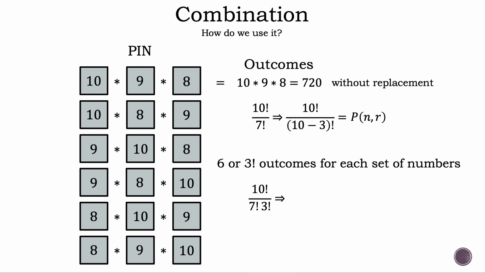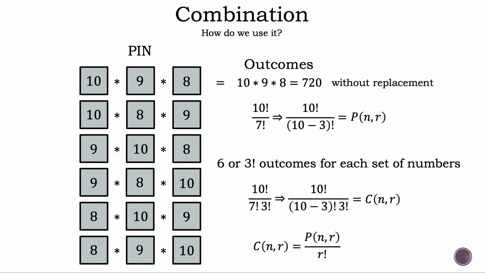And 10 factorial all over 7 factorial times 3 factorial is the same as 10 factorial all over the quantity of 10 minus 3 factorial times 3 factorial, which is the combination formula. Using this method, the combination formula is also equal to n permutations of r divided by r factorial.